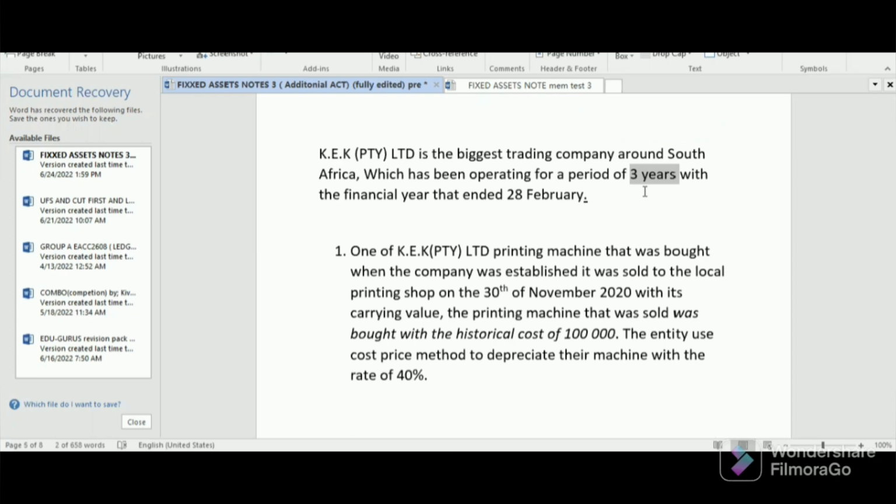Then we were told that the financial year ended on 28 February. So, if we know that our company was established in 2018, therefore it was established on the 1st of March 2018. I hope it does make sense. I hope it does, guys.